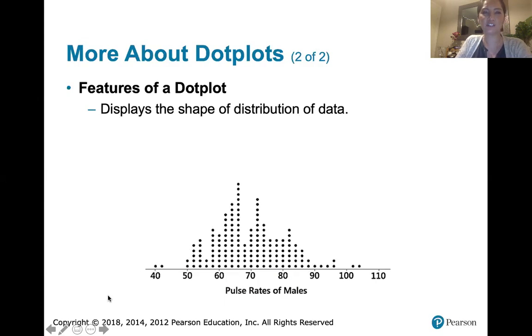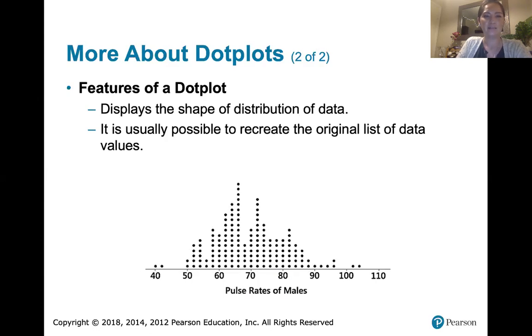So here are some features. This is nice because it displays the shape of the distribution of data in much the same way that a histogram does, except it's much more specific, and I like that. Because we can see that each of these dots is directly above a number. And we can also see, due to the spacing, that this is 50, 52, 54, 56, 58, and 60. You can see that these are in multiples of 2.